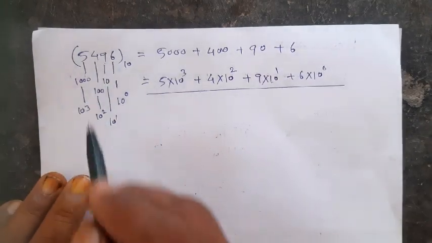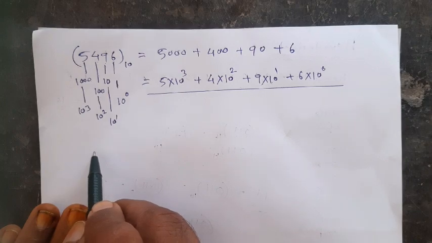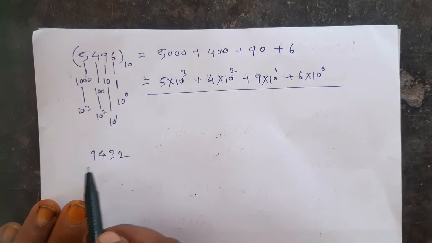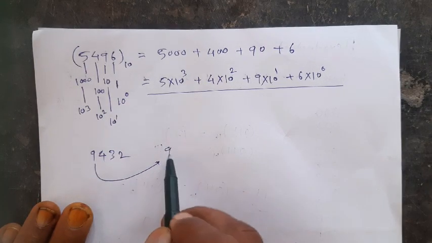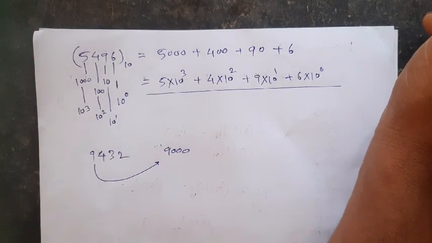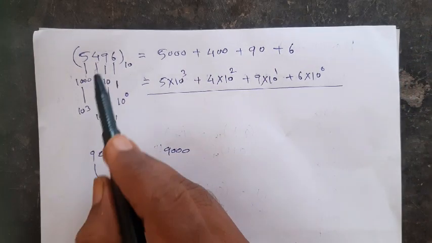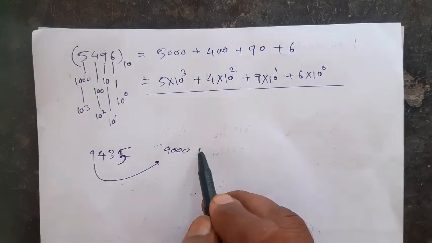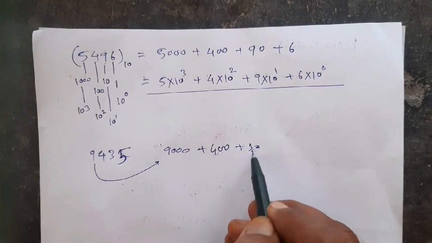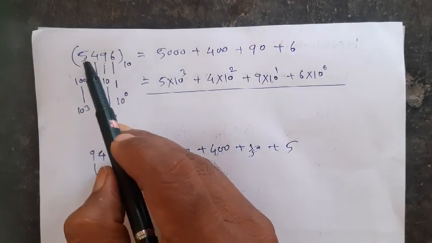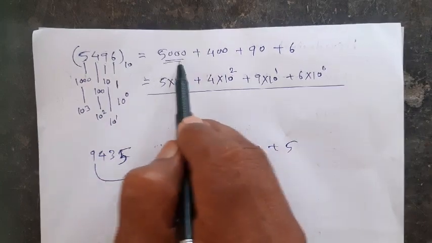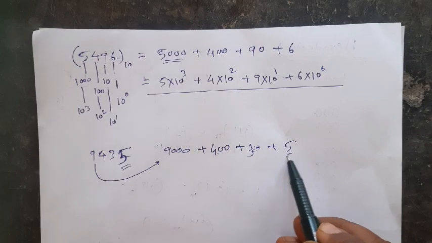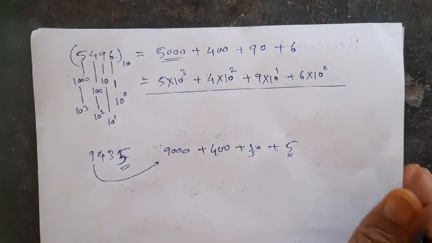But suppose the same 9 in another number is at the 1000th place, say the number is 9432, then this 9 has a contribution of 9000. Fortunately I have kept the 4 at the 100th place, but suppose I write 9435, then it is 9000 plus 400 plus 30 plus 5. This 5 has a contribution of 5 only because it is at the unit place.